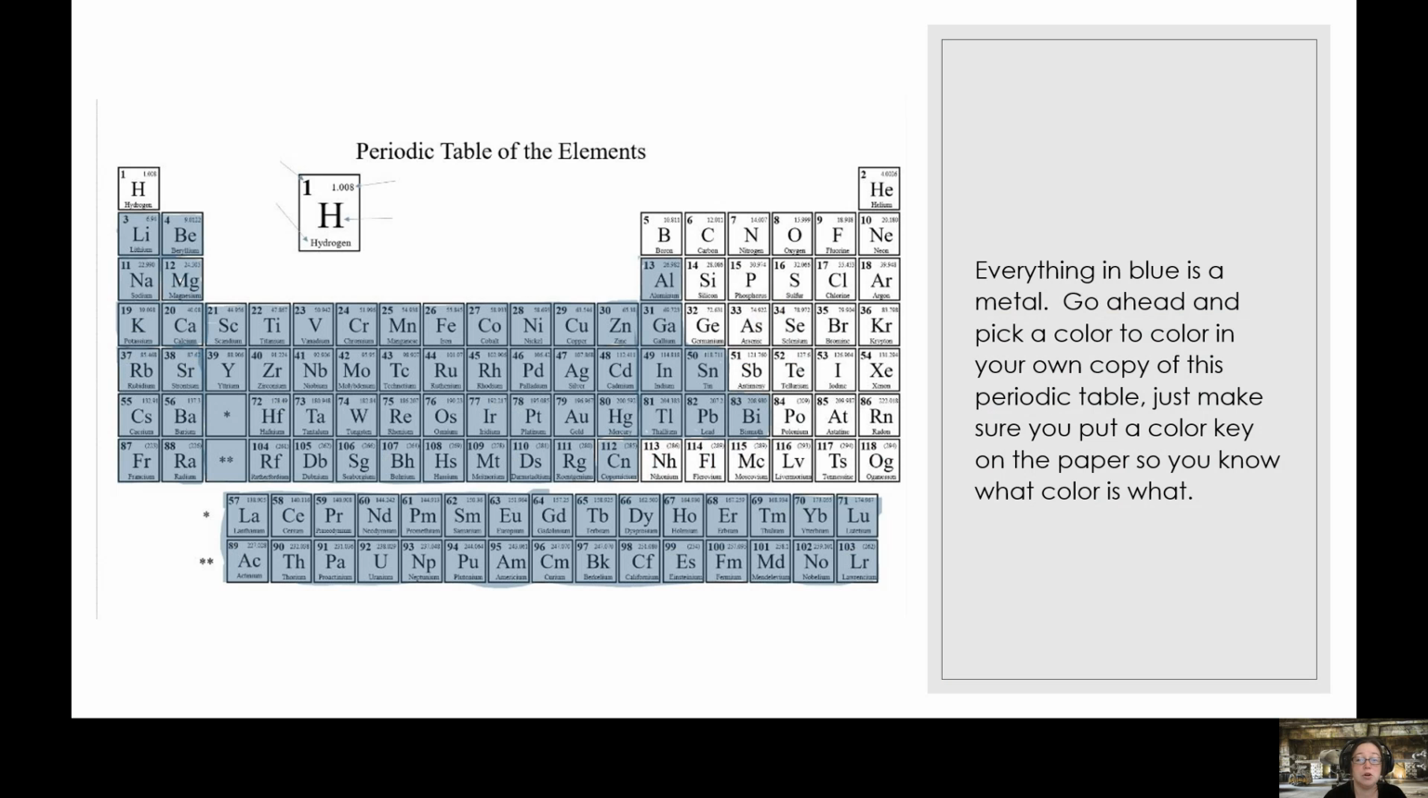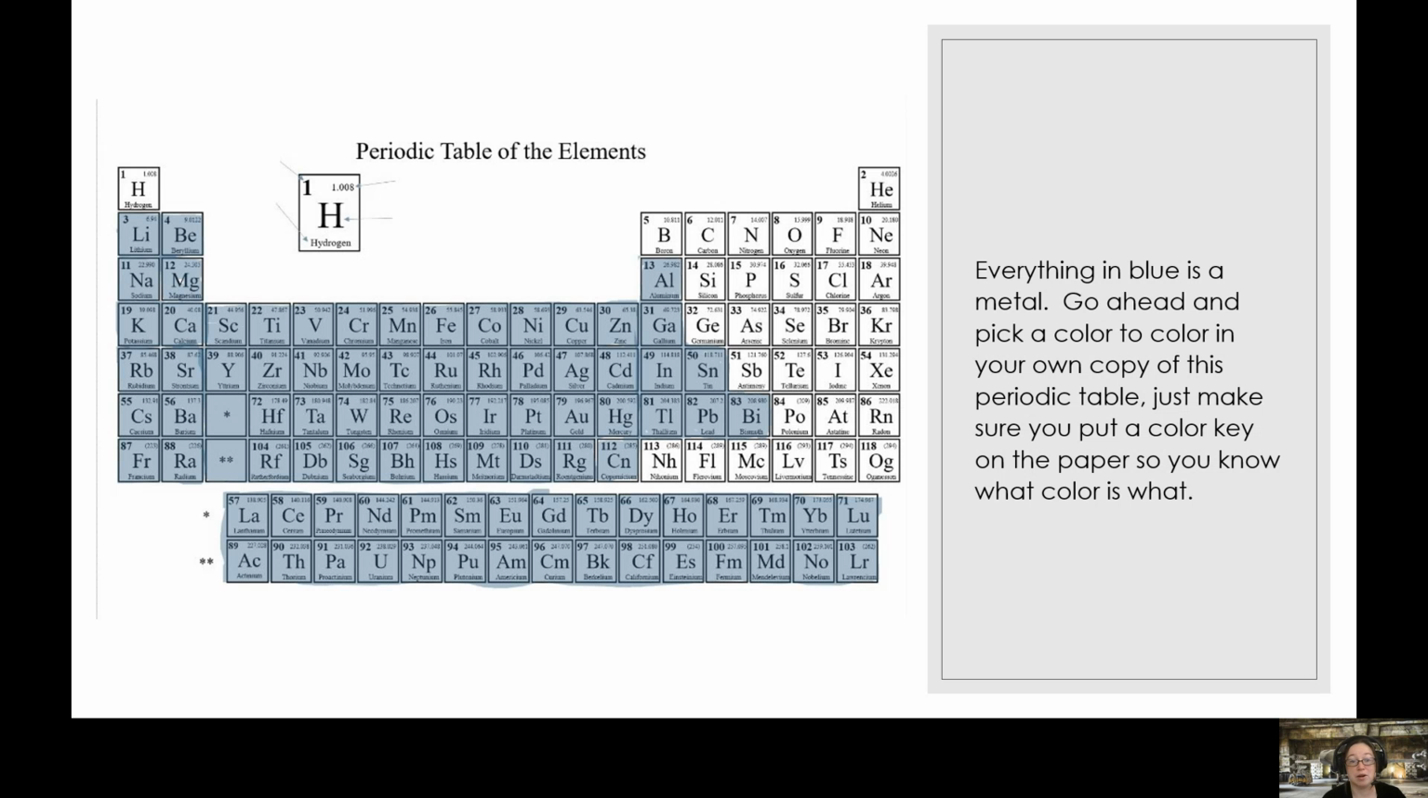Everything on this periodic table that's shown in blue is a metal. So go ahead and pick your own color. It doesn't have to be blue. Just make sure that you record it as a color key somewhere on your table where you haven't written or you have extra space. Pause this and go ahead and color everything that you see that's blue in your chosen color.